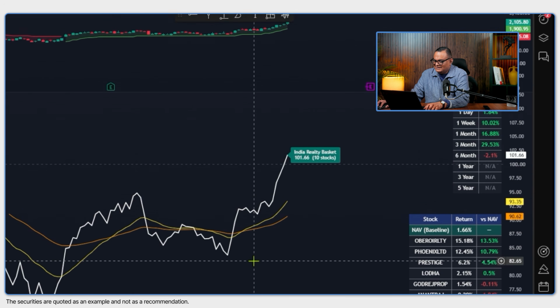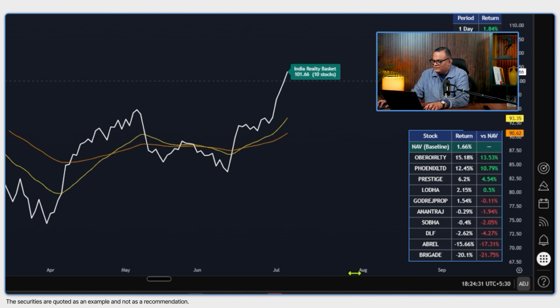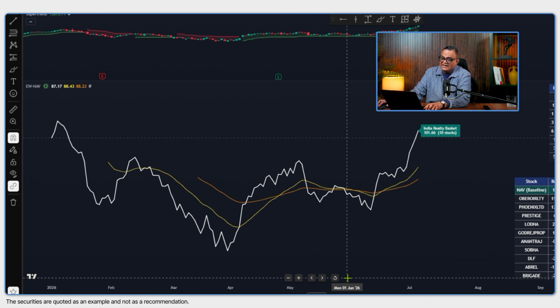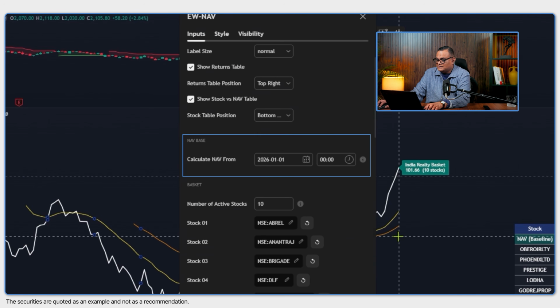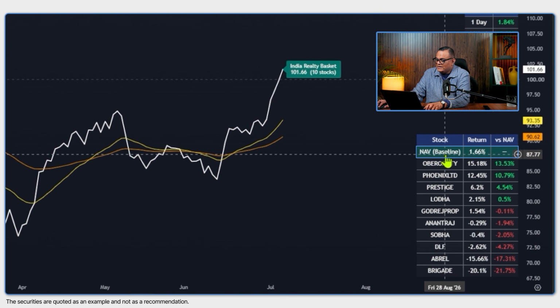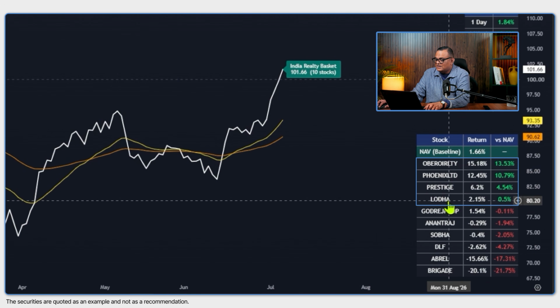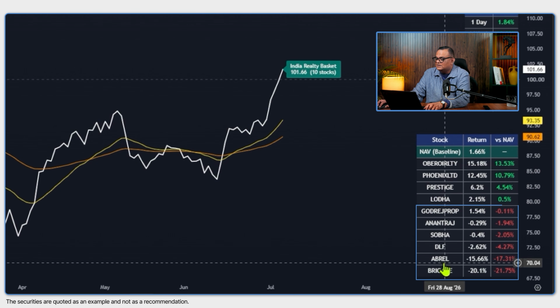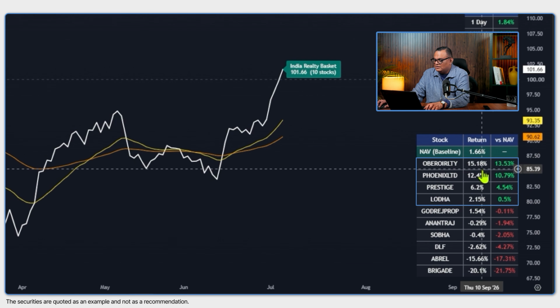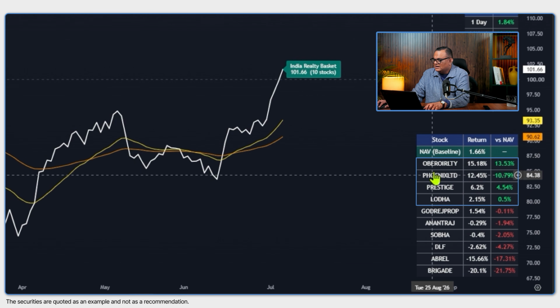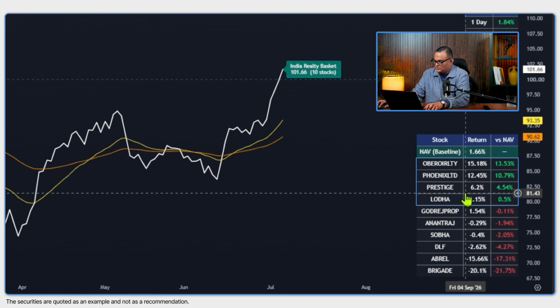So that is one. And then on the right side, as you can see, we have the stocks. The NAV baseline is calculated from the date which we updated over here. So that is 1st of Jan. From 1st of Jan, the baseline is up only 1.66%, but these 4 stocks have done way better on an average than others. So the skew is towards these stocks. So it's not a balanced, sectoral trend that we are seeing here. It's more of a phenomenon across a few stocks.